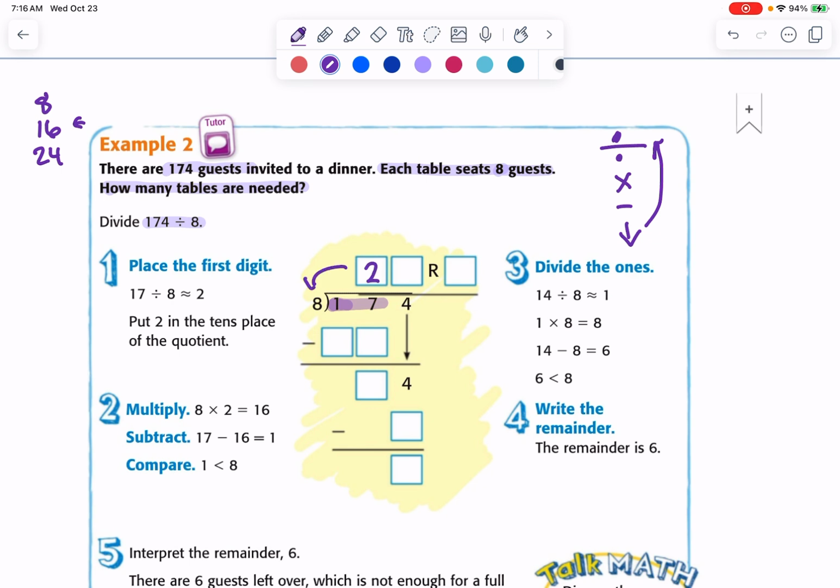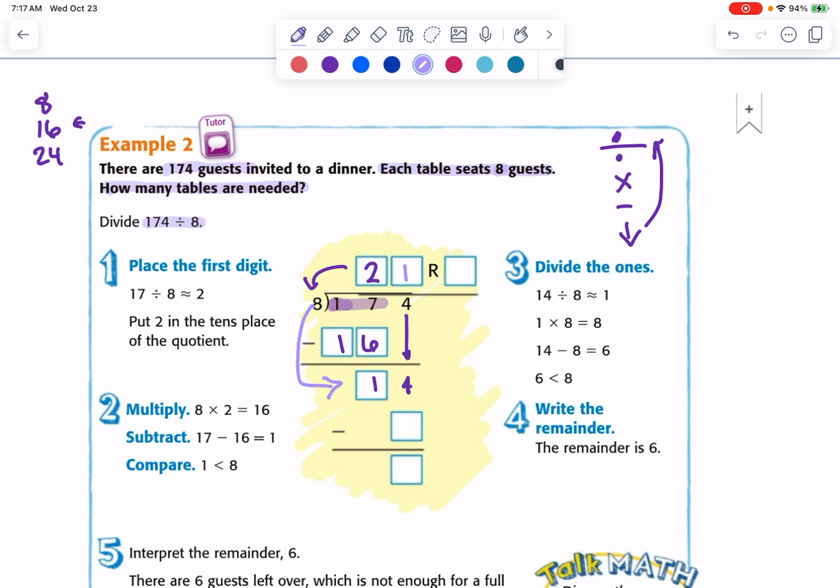Now I multiply. 2 times 8 is 16. Okay, subtract. 17, take away 16 is 1. Bring down that 4. Okay, now I'm going to think about how many groups of 8 I can make out of 14. Can't even make 2 groups this time, so I'll go with 1.